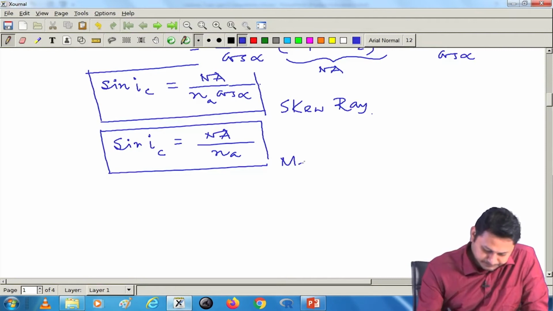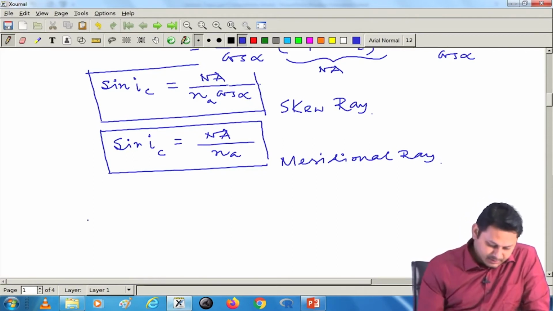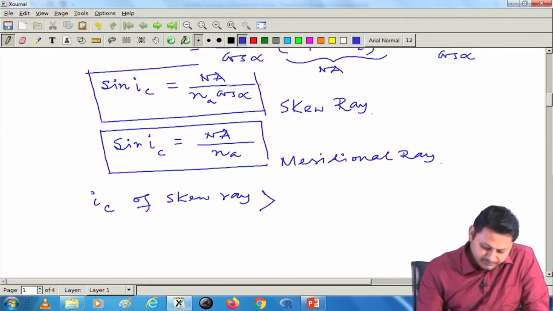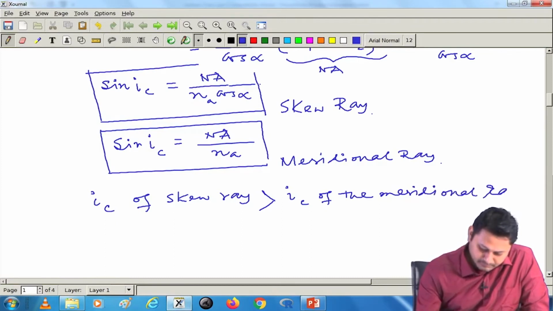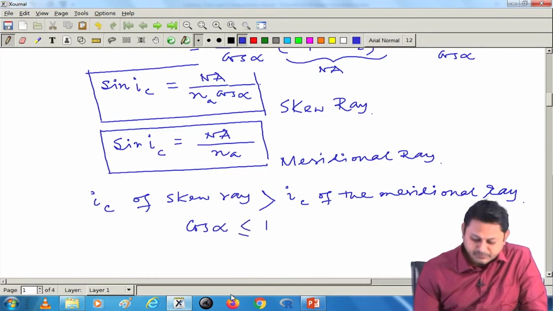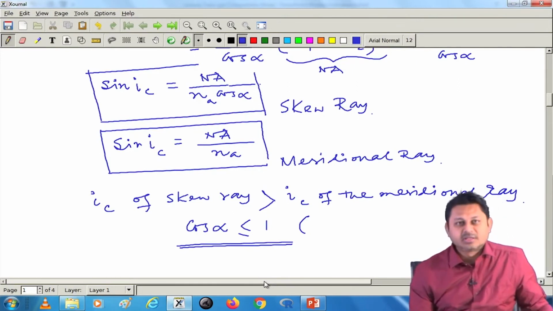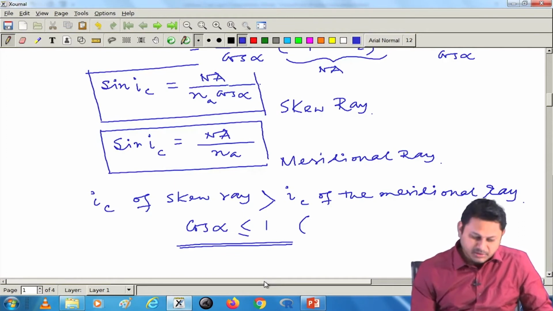for meridional ray, so these two expressions suggest that the I C of skew ray, that means the acceptance angle of the skew ray, should be greater than the acceptance angle I C of the meridional ray. Because why is this? Because cos alpha is less than or equal to 1. Because of this restriction of the cos alpha, I c for the skew ray will always be greater than the I C of the meridional ray.